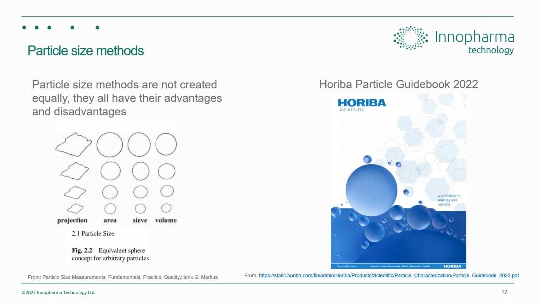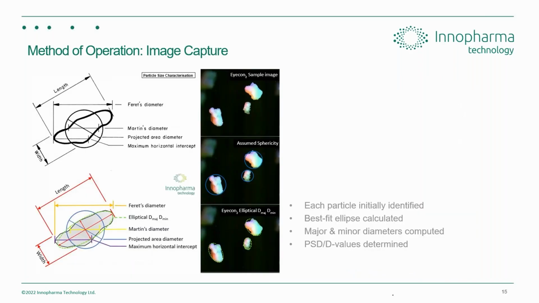I'd highly recommend HORIBA's particle guidebook here, the 2022 edition. It's really a great resource for talking about all the different particle size methods that are out there and the differences between them, as well as giving a breakdown of particle size distribution. And I don't think there's any better resource out there for describing the difference between volumetric measurement and numeric measurement, for example. So anyone who's working in the space of particle size and shape, I recommend that. It's a good read.